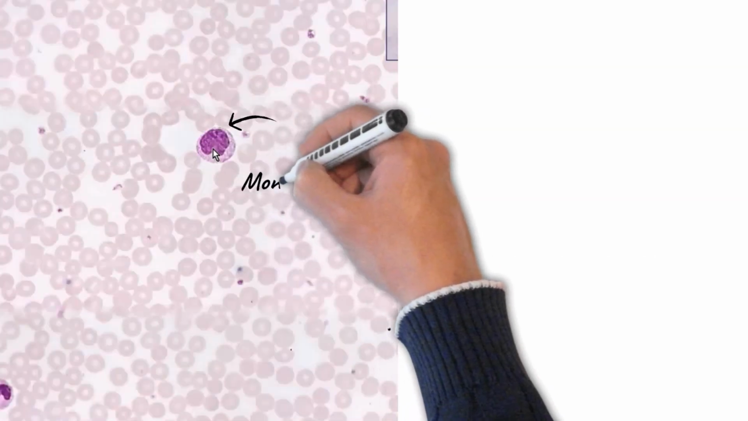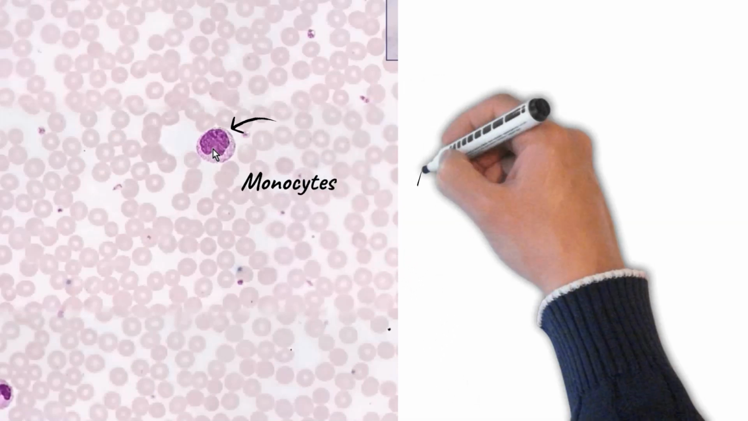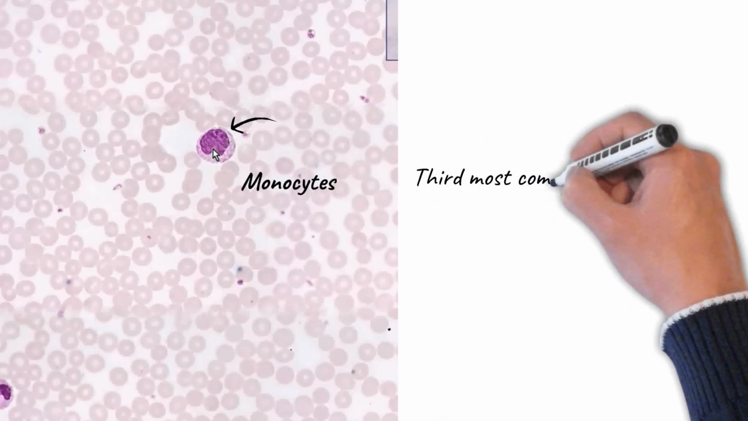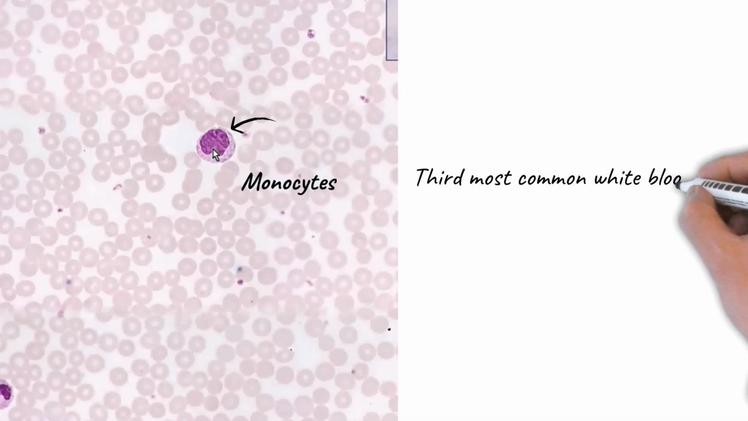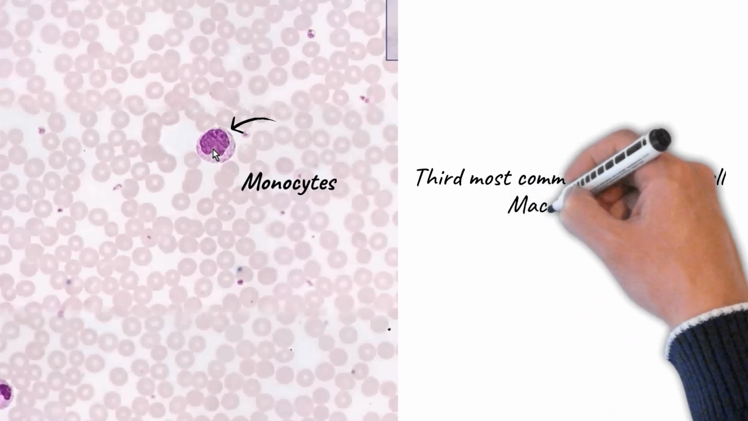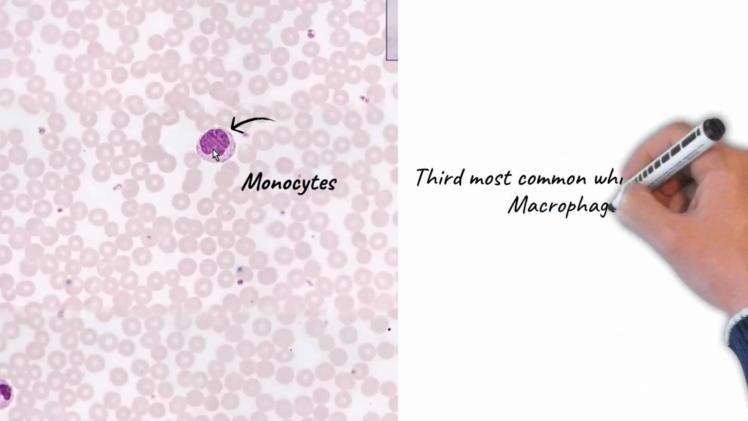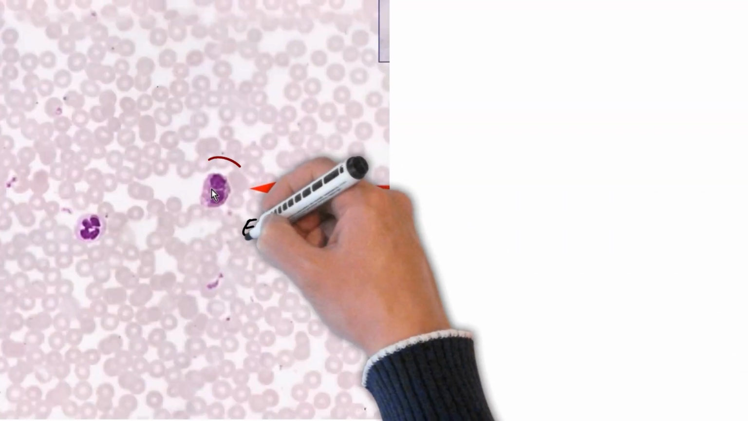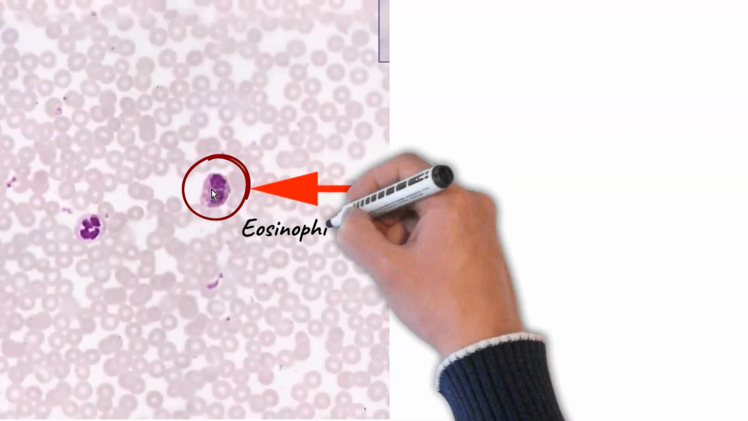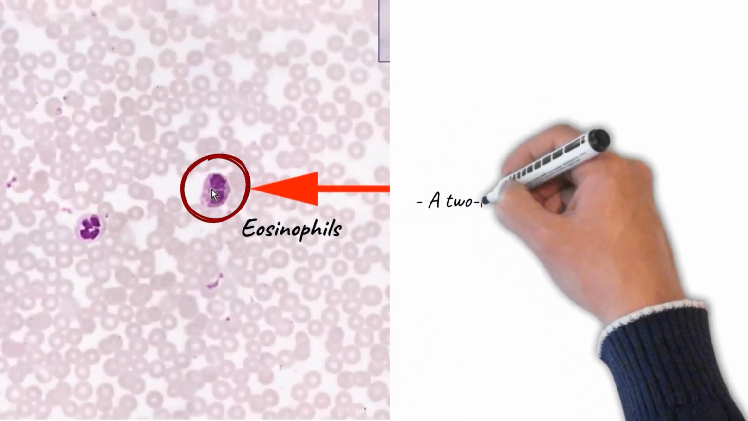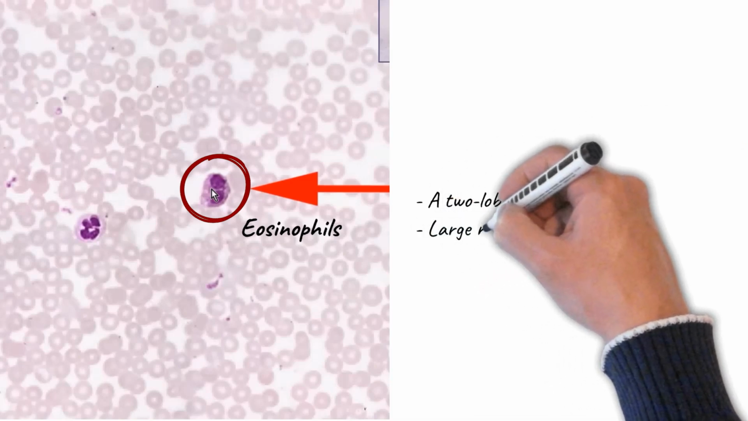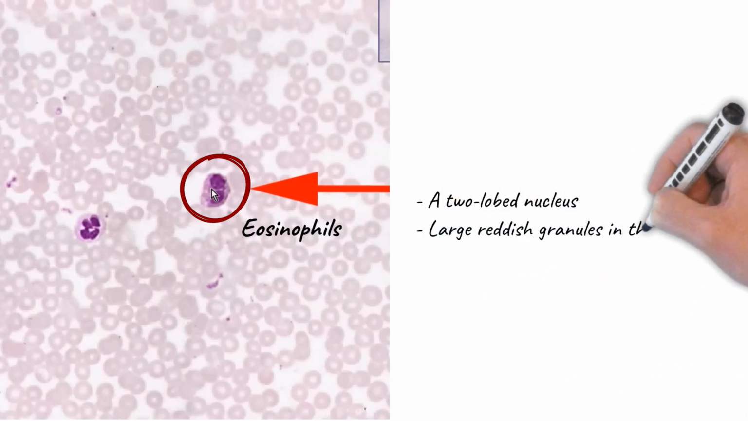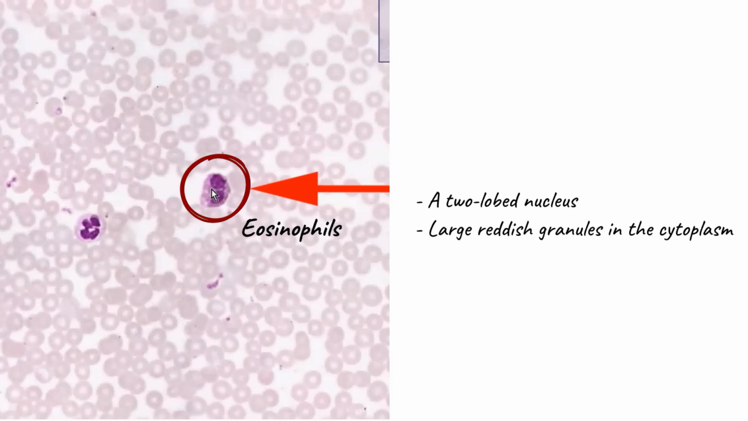Monocytes are larger cells with a convoluted or kidney-shaped nucleus. They are the third most common white blood cell in circulation. Monocytes eventually develop into macrophages, which help remove pathogens and cellular debris. Eosinophils are identified by a two-lobed nucleus and also having large reddish granules in the cytoplasm. These cells are involved in allergic reactions and parasitic infections.